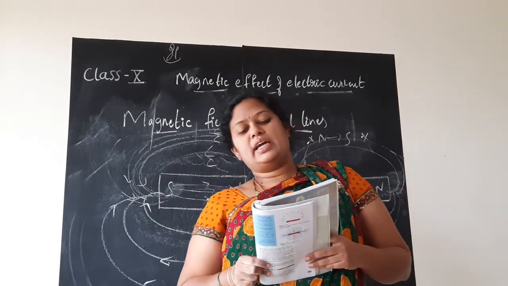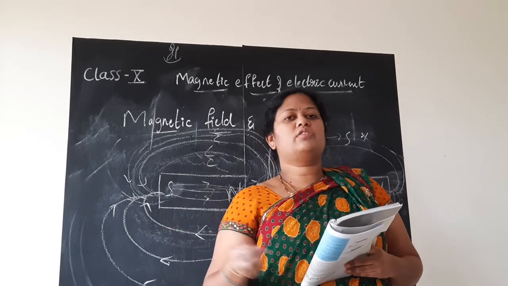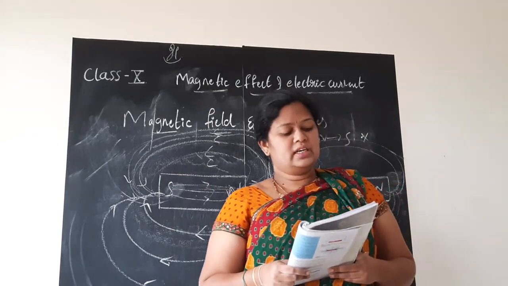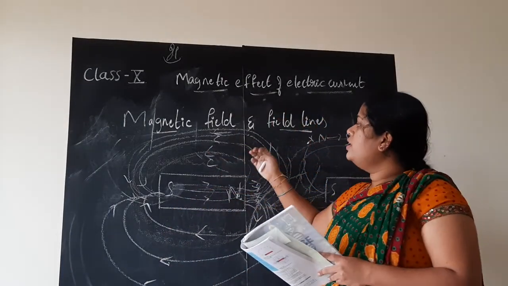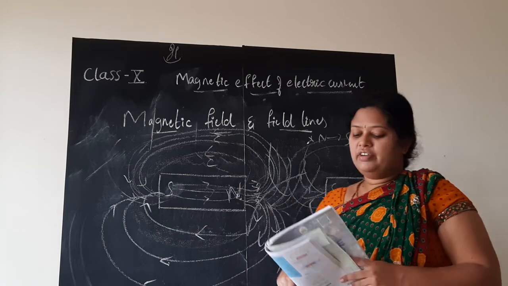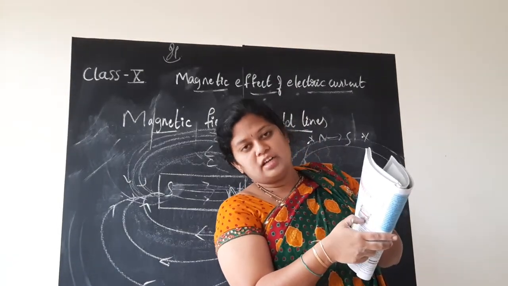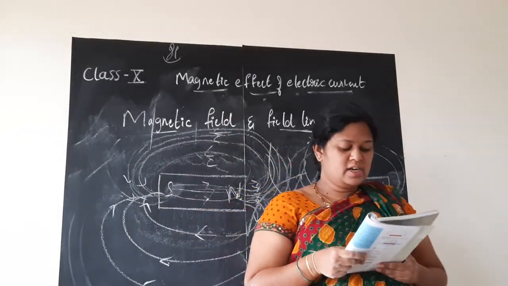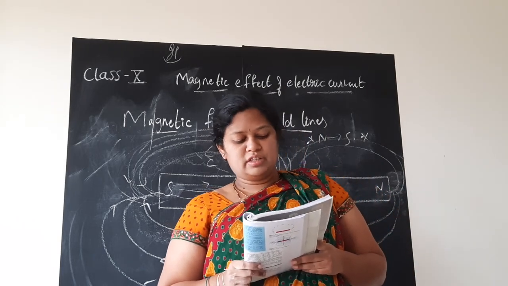Through various activities, we have observed that like poles repel, whereas unlike poles of a magnet attract each other. Next, you have activity 13.2, in which they explain how they got to know about these magnetic field lines. You can see the clear picture there. They have placed one bar magnet and iron filings around it, and you can see the iron filings arranging themselves in a pattern as shown in the figure.